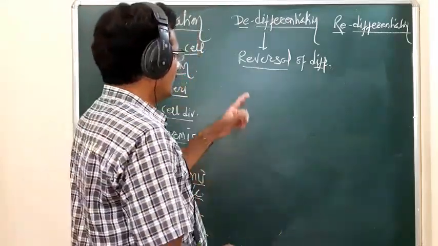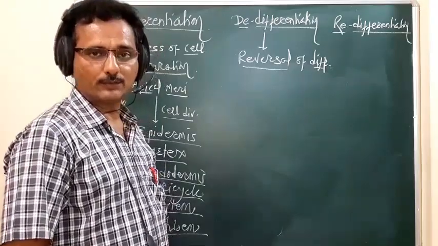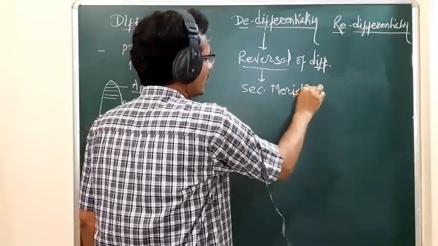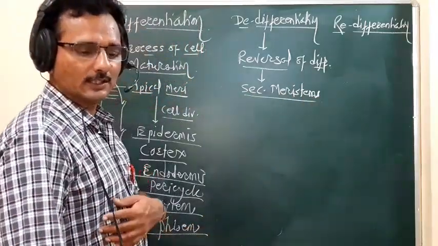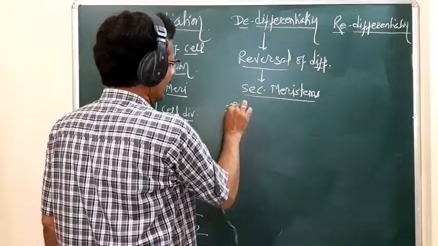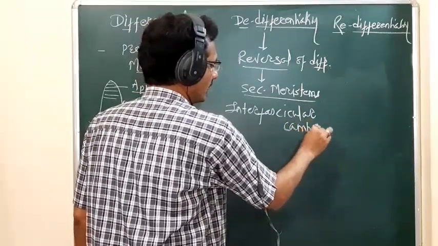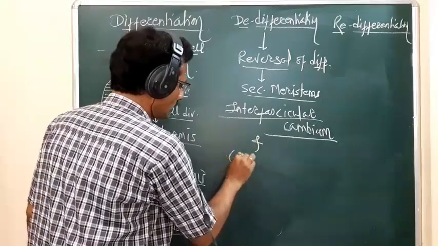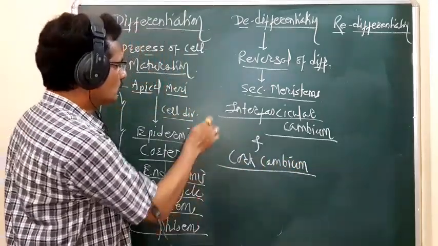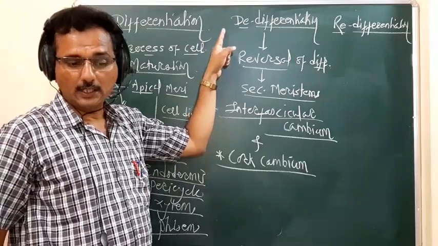So remember, student, de-differentiation is the reversal of the differentiation process. In this, there is a formation of secondary meristems. So what are those secondary meristems? The secondary meristems are the interfascicular cambium and the cork cambium. So formation of these secondary meristems is called de-differentiation.